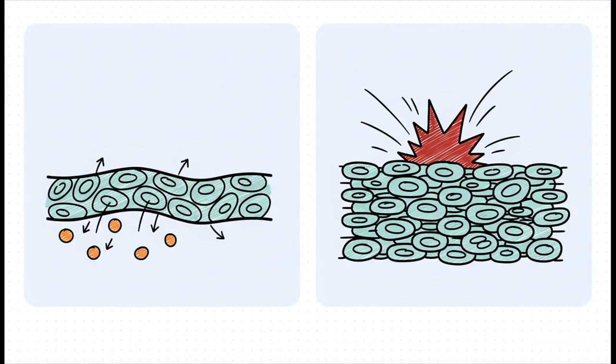On the other hand, if you've got 2 or more layers stacked on top of each other, that's called stratified, and its purpose is pretty obvious: protection. The more layers you have, the tougher the barrier is against stuff like scrapes and abrasion.